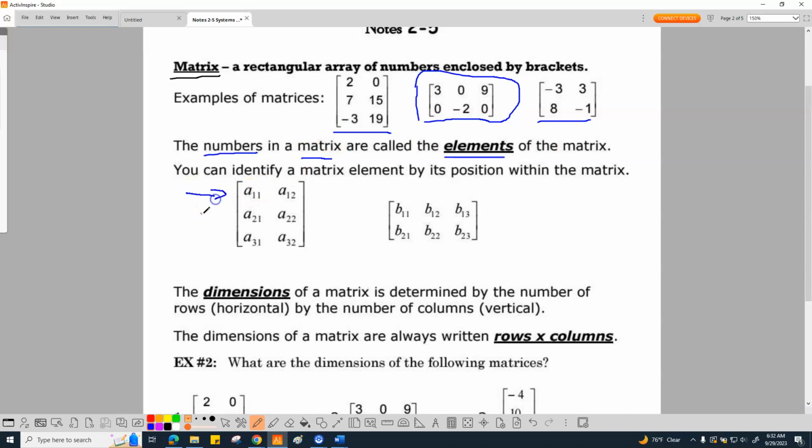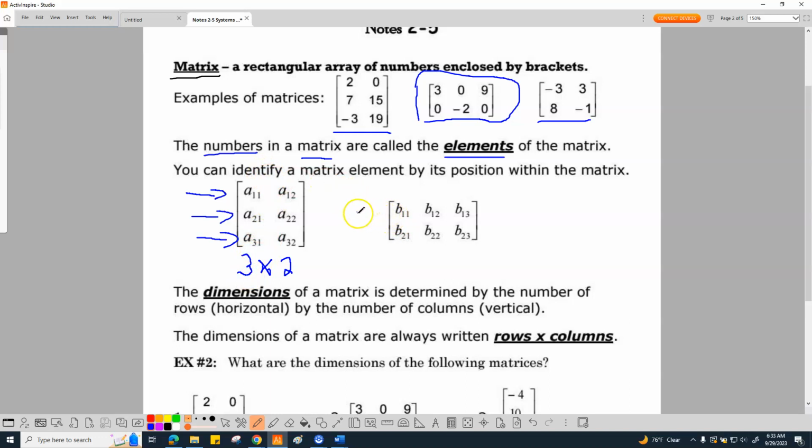This matrix has 3 columns. Sorry, 3 rows. This has 3 rows. That's row 1, row 2, and row 3. It also has 2 columns. So the way you would identify this matrix, the way you would actually write this, is a 3 by 2. This is a 3 by 2 matrix. It's rows by columns, rows by columns.